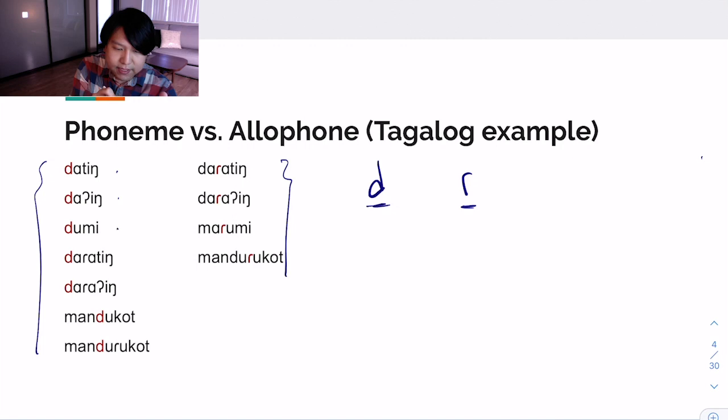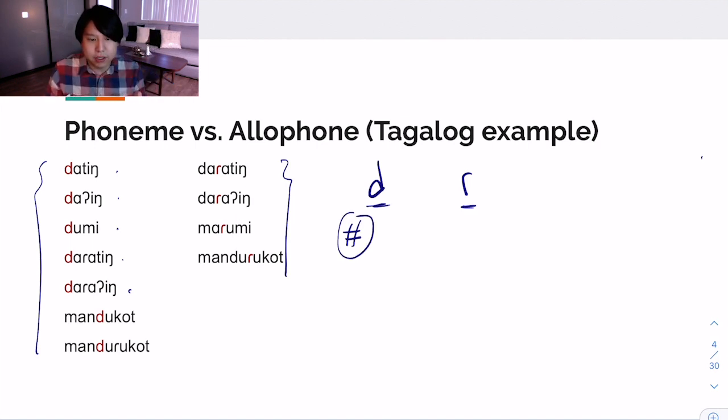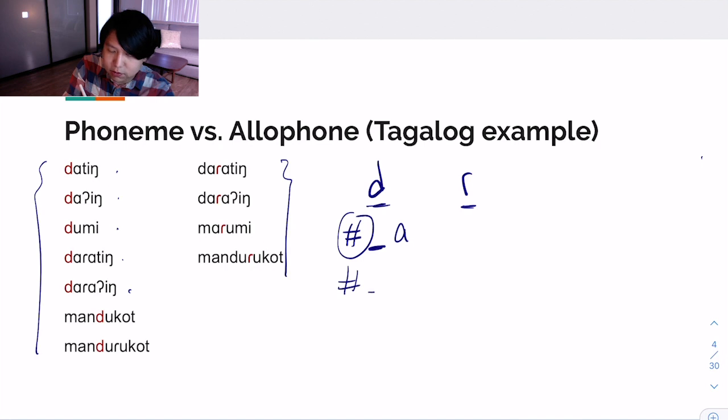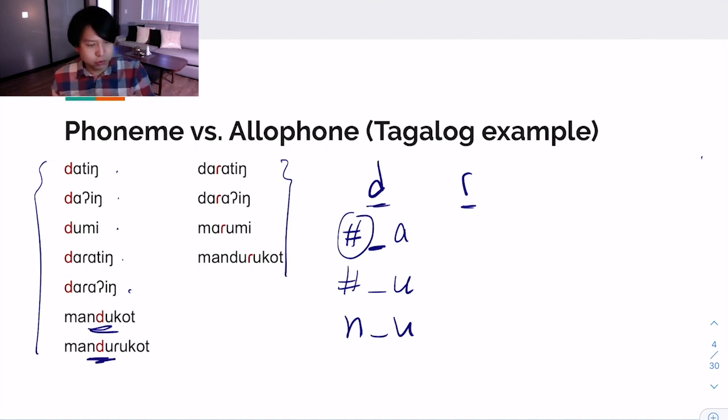So in the first five examples, D exists word initially. This pound sign marks the word boundary, either the start of a word or the end of a word. So the environments that D exists in, in this list of words, are word initial position before a, or word initial position before o, or here between n and u. Also here, same in mandurukot, D is in between the n and u sounds.